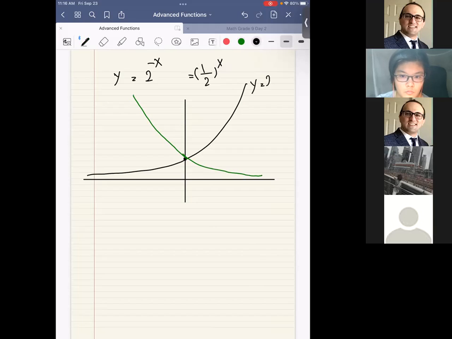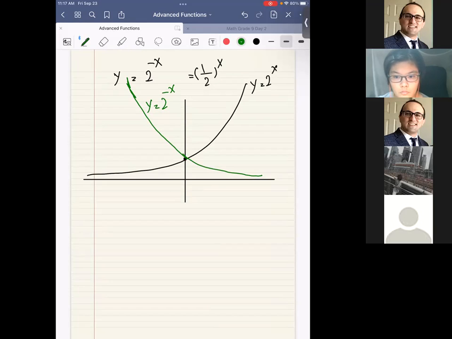So this is y equal to 2 to the power x. The green one is y equal to 2 to the power negative x, which is the same as 1/2 to the power x. So the lesson here is this. Whenever the base of an exponential function is less than 1, then the graph looks like the green graph. It's decreasing if the base is less than 1.